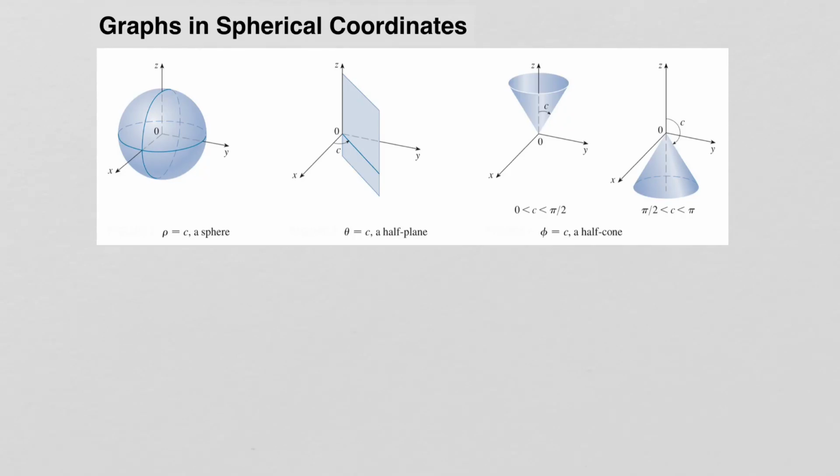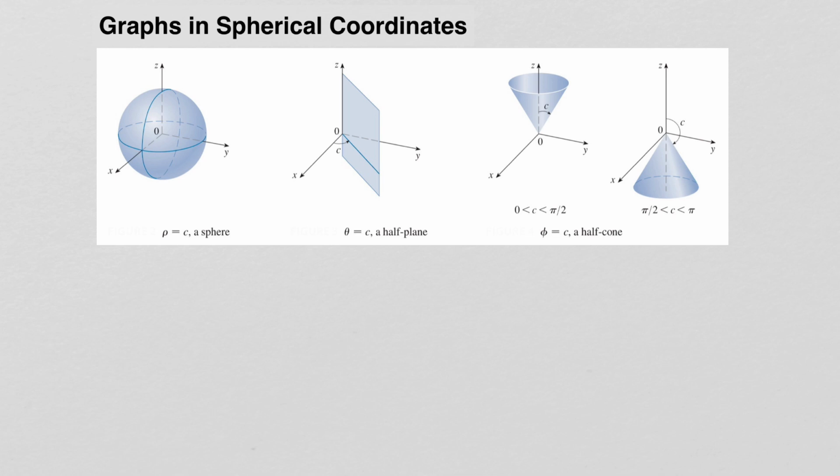So now let's talk about graphs in spherical coordinates. Certain graphs are very easy to describe using spherical coordinates. For example, the equation rho equals c is simply a sphere because theta can be any angle, phi can be any angle, and c just represents the distance from the origin out to a point. And so that is clearly a three-dimensional circle, which is a sphere. If I have theta equals some constant c, this is simply going to be a half plane at that value of theta.